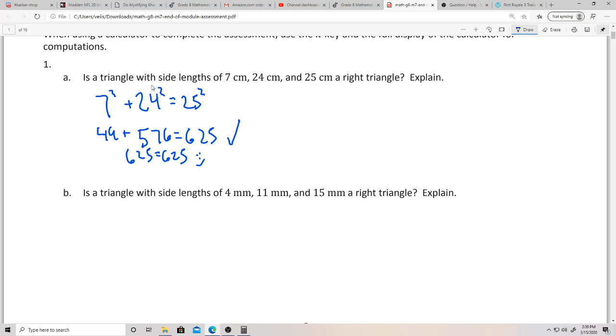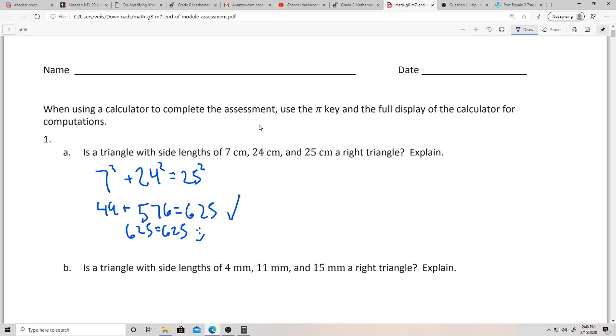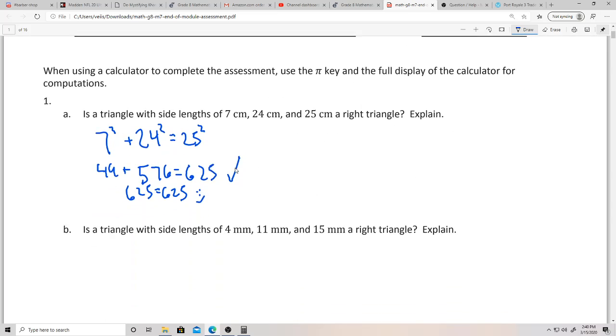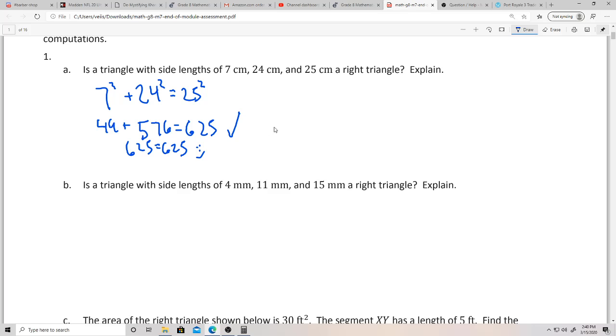Question 1 is a triangle with sides 7, 24, 25 centimeters, a right triangle. Explain. Well, remember, we're talking about the Pythagorean theorem, right? It wasn't mentioned, but if you want to figure out if something is a right triangle, you need to know that you're going to be working with the Pythagorean theorem. And that theorem is, in case you forget, a squared plus b squared equals c squared.